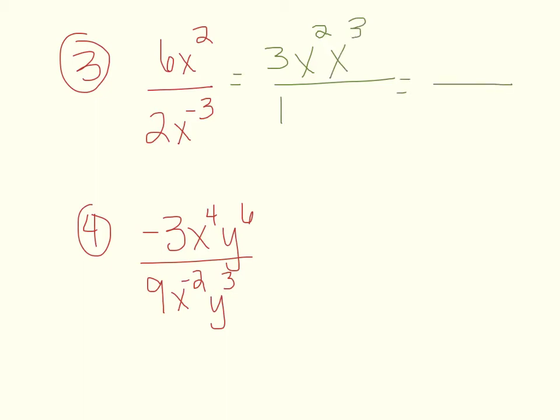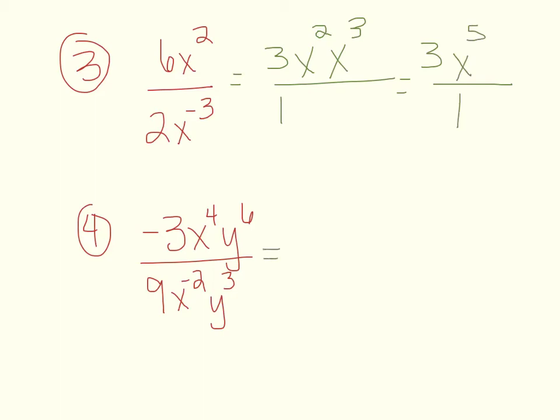Now I'm left with 3. Now these are both in the numerator, x to the second, x to the third. So this is a multiplication problem. When it's a multiplication problem, we're going to add our exponents. So we get x to the fifth here, and there's 1 left on the bottom.